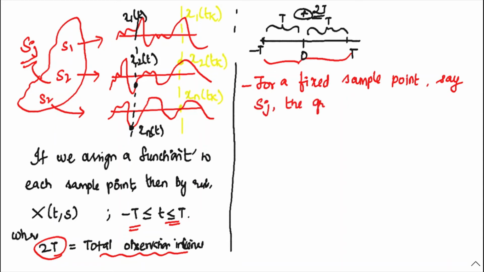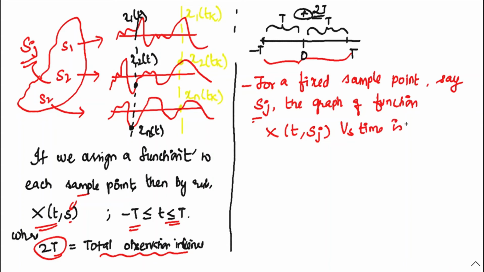So for a fixed sample point Xj, how can the graph of this function be represented with respect to Sj? This equation can be written as x of t comma sj. Here we have already written x of t comma s. Now, instead of s, I am going to fix the sample point as j, that is s suffix j, with respect to time. So it is called the sample function or the realization function of the random process.